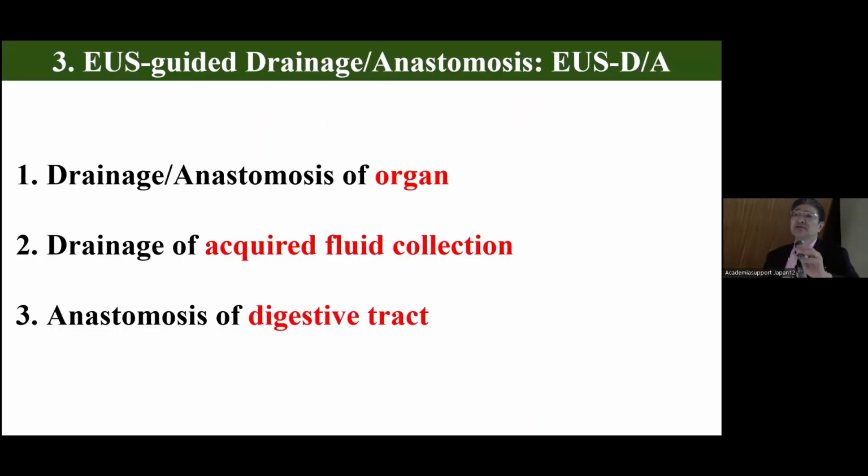EUS-guided drainage/anastomosis. This category includes three items. The first is drainage or anastomosis of an organ. The second is drainage of an acquired fluid collection. The third is anastomosis of the digestive tract. So ESDA is a general term for these procedures.